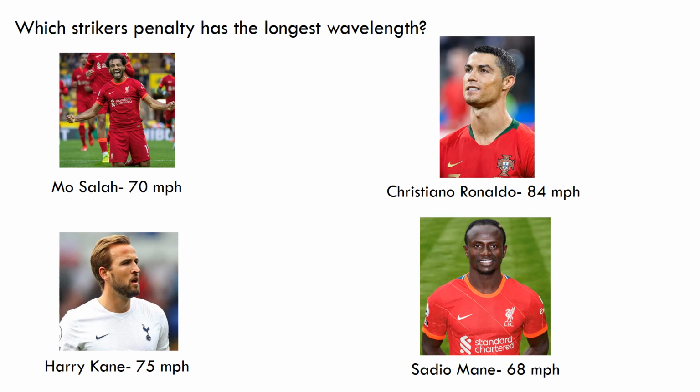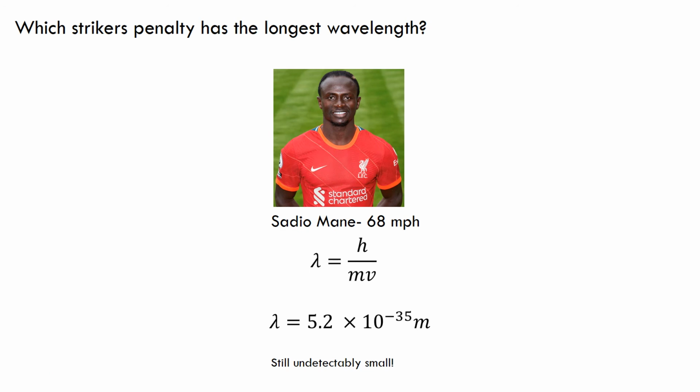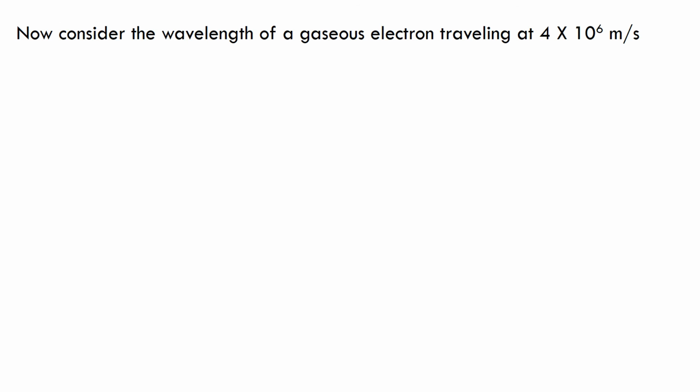And if you like, you can work out which footballer's penalty kick has the longest wavelength. And when you do the mathematics, you see that it's Sadio Mane. Even still though, 5.2 times 10 to the minus 35 meters, it's too small to detect. It's irrelevant when we're talking about the size of matter that we deal with every day.